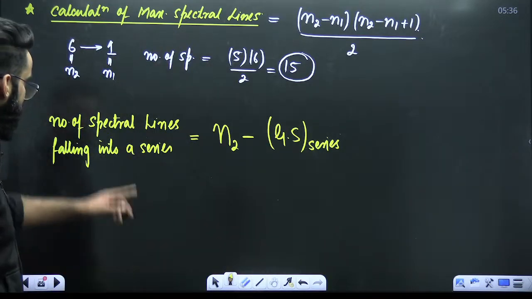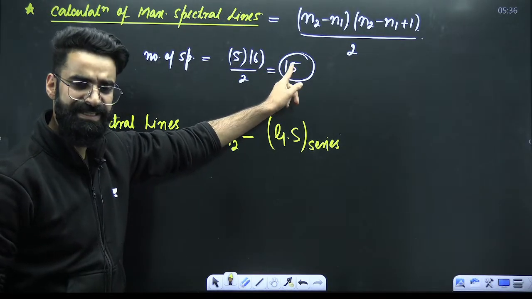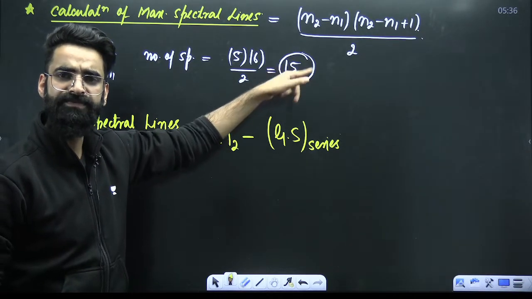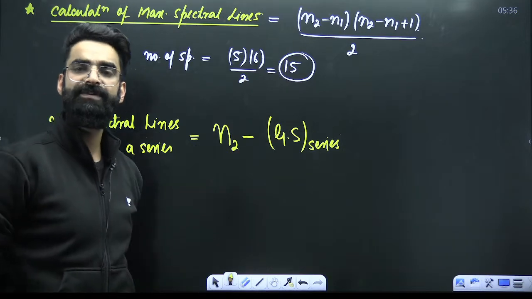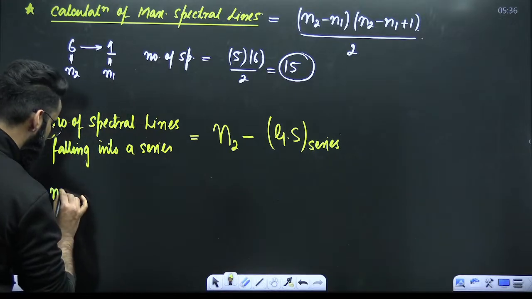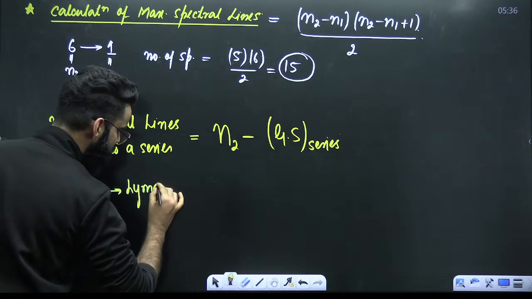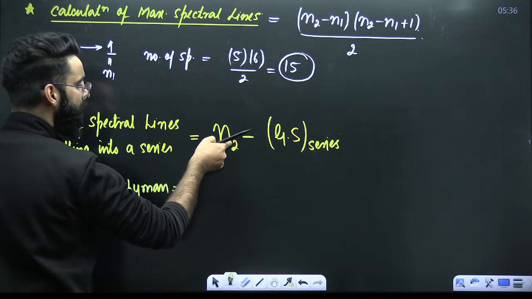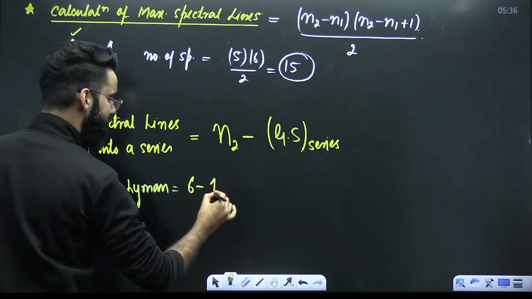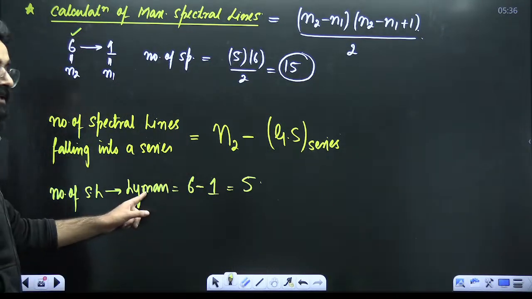What does that mean? The electron right now is making a transition from 6 to 1. So how many spectral lines are observed? 15 spectral lines are emitted, 15 radiations which have different wavelengths. Out of these 15 radiations, how many will fall in Lyman? The number of spectral lines which fall into the Lyman category has to be equal to N2, the higher energy state, which right now is 6, minus the ground state of Lyman. The ground state of Lyman is 1. So out of 15 spectral lines, 5 will fall into the category of Lyman.